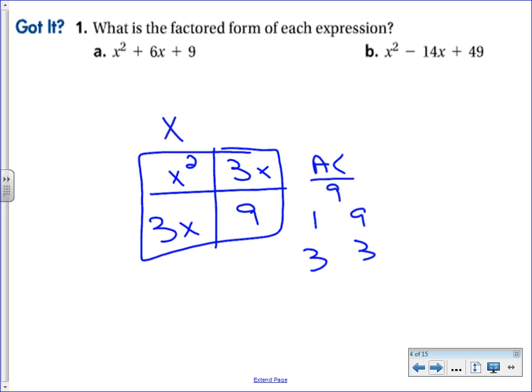Now I do my factoring. Factor an x out of the top, a 3 from the top, x from the side, a 3 from the side. And you notice there's a pattern going on today. I get x plus 3 and another x plus 3. I'll save a little time and I'll just put x plus 3 squared.